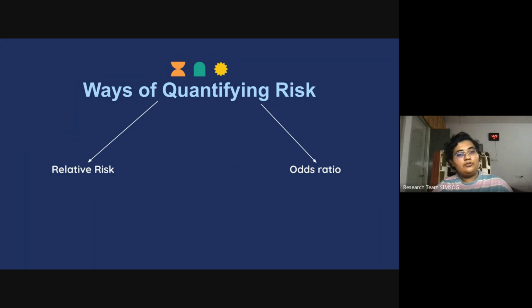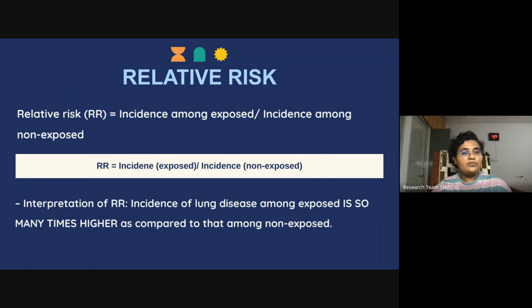So let us look at how to calculate these two things. Relative risk, we can calculate it by incidence among exposed divided by incidence among non-exposed. So you would get the interpretation, whatever the relative risk is, for example, 2. What is exactly the interpretation of that? For example, exposure is smoking and the disease is lung cancer, and the relative risk is 2. That means that the incidence of lung cancer in exposed is 2 times higher as compared to those among non-exposed.